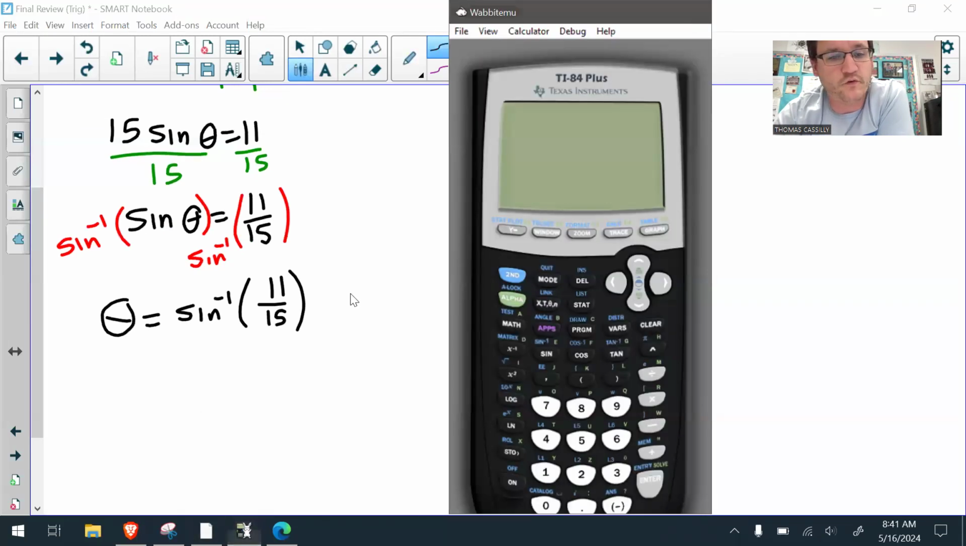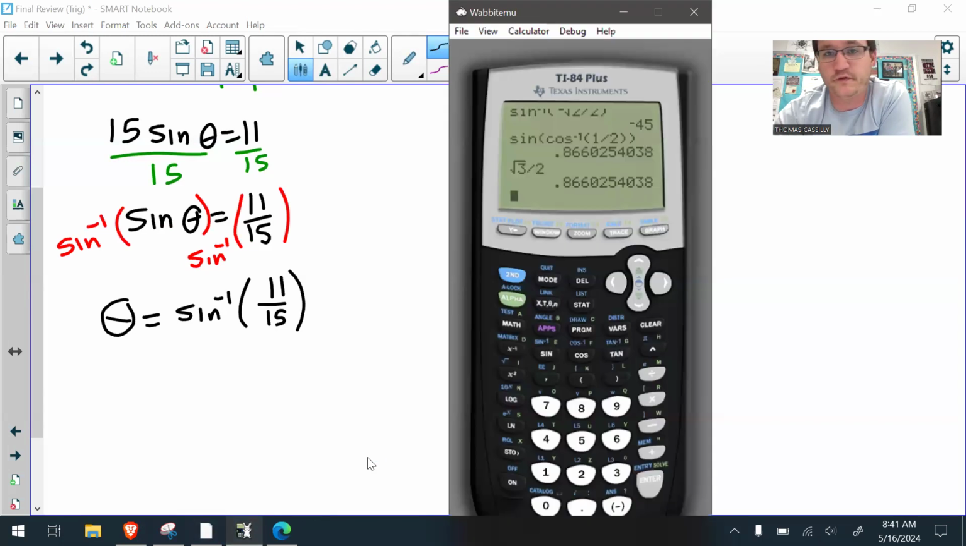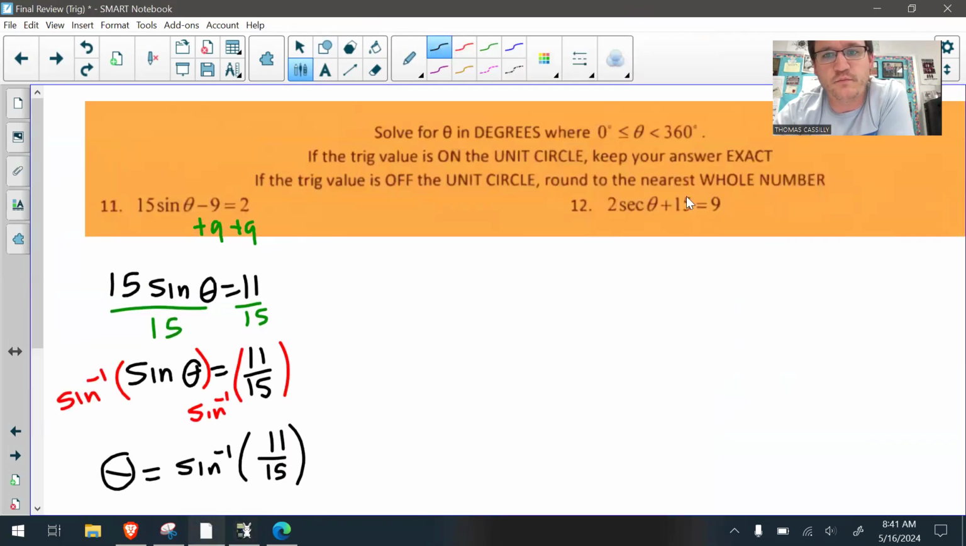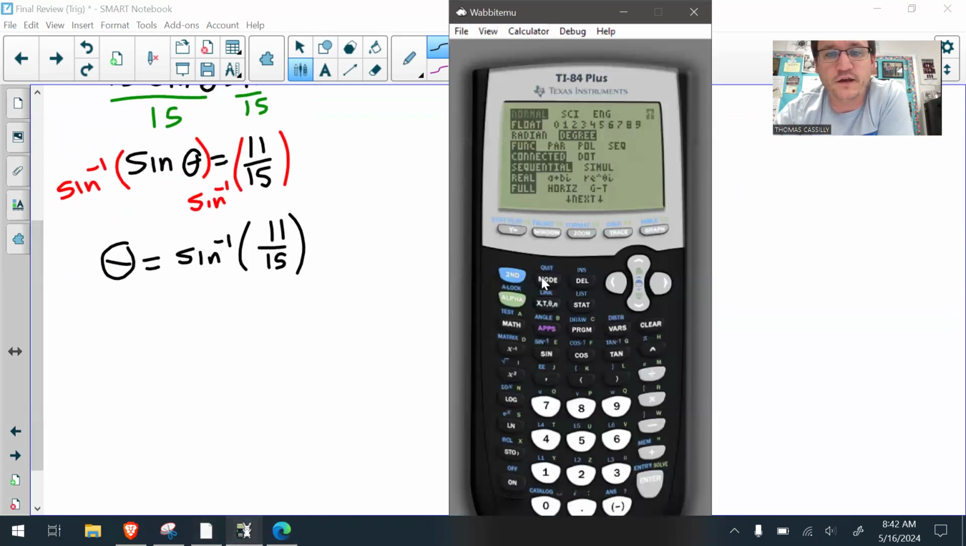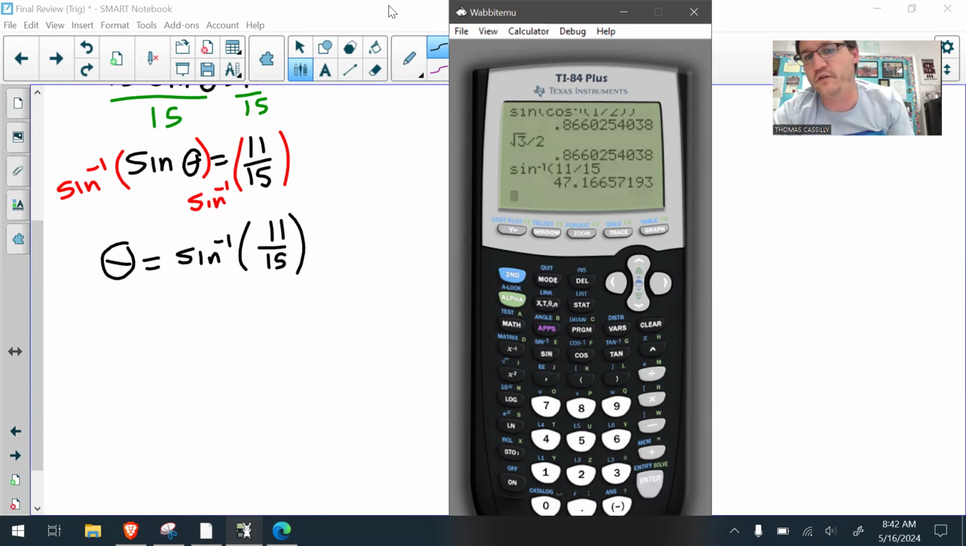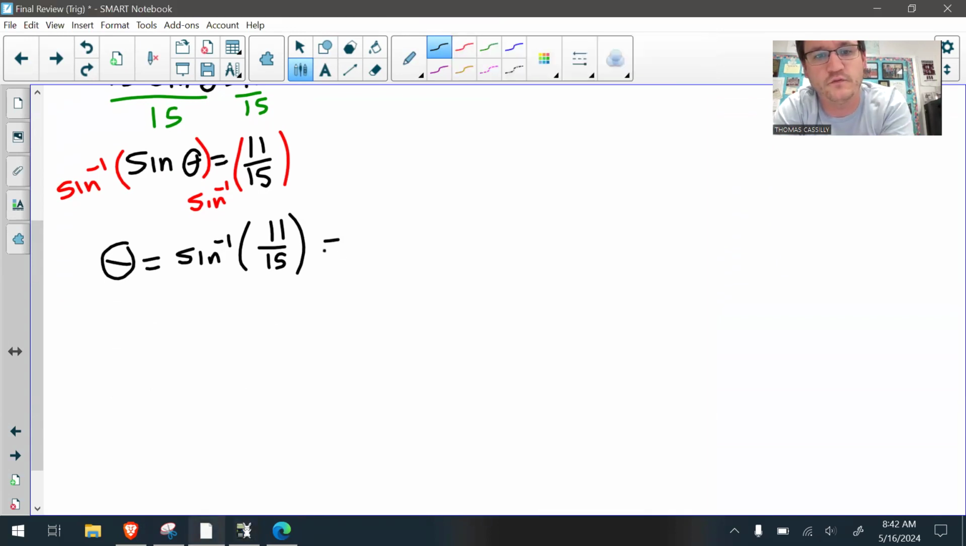But on this whole unit, this section, we are very reliant on our calculator. We need to make sure we're in the right mode. This one wants us to use degrees, so just make sure you are in degree mode and type this into your calculator. The inverse sine of 11/15. Let's see what that is. That gives us, I'm going to call that 47, right? This is equal to 47.